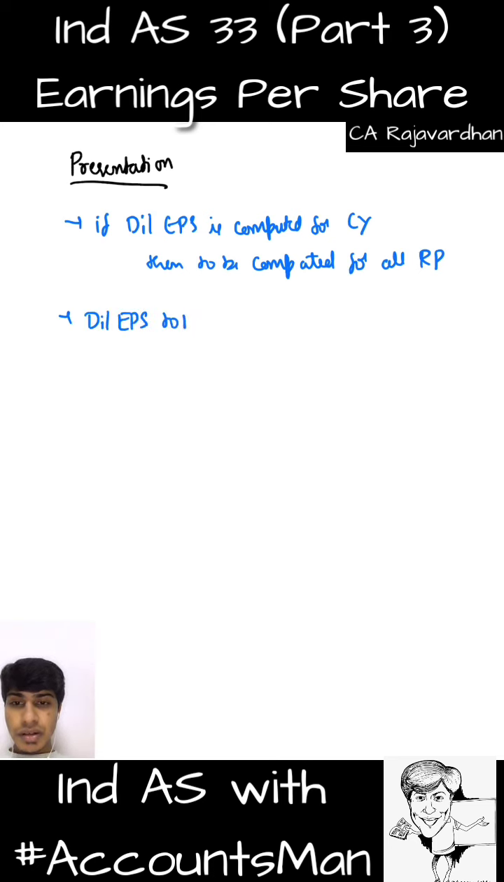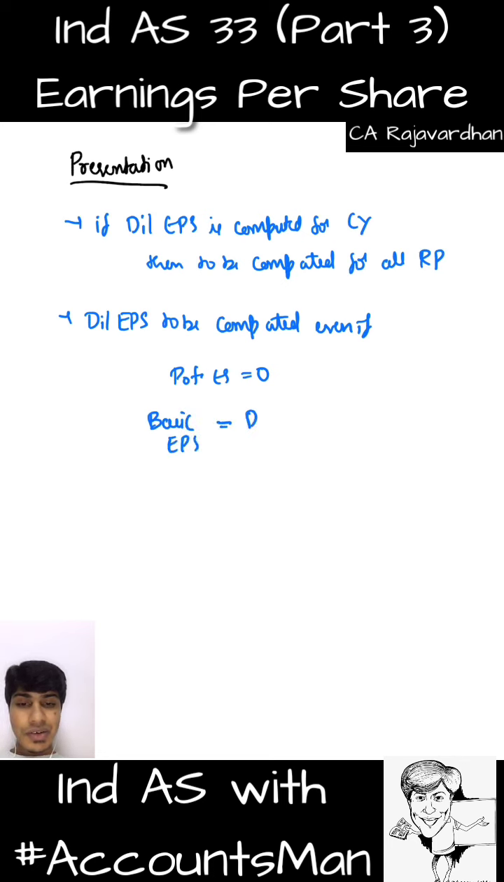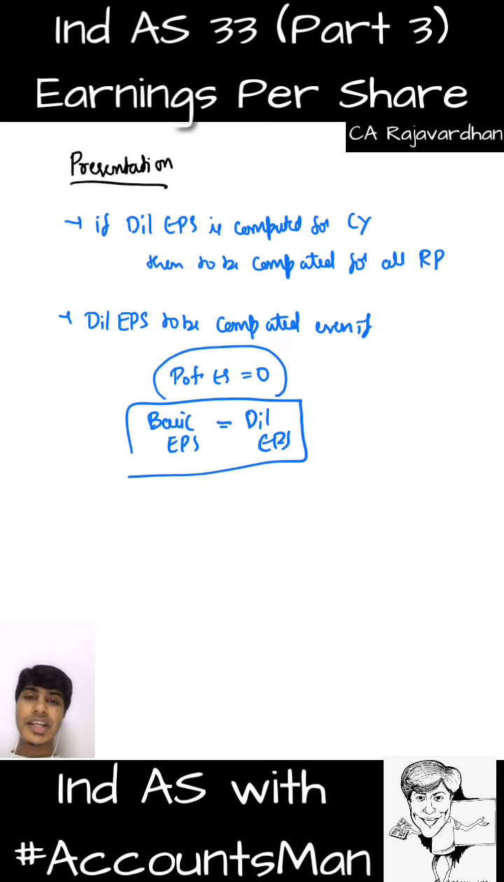Next one. Diluted EPS to be computed even if potential equity shares is equal to 0, that is basic EPS is equal to diluted EPS. You get that? Because of potential equity shares being 0, basic EPS is equal to diluted EPS. Still diluted EPS is to be computed.